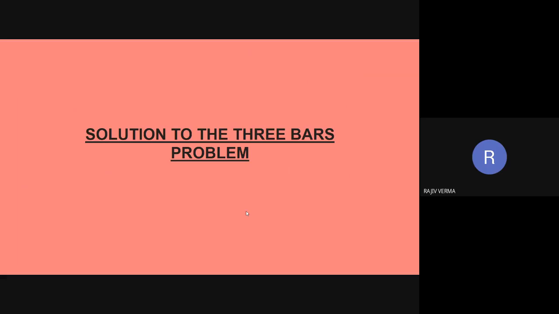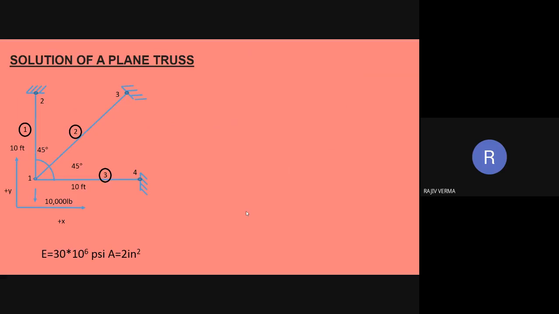Now these equations, these relationships which have been developed so far, are now going to be used to solve a particular assemblage. So for that, we take the same example which was on display earlier. There are three bars connected with respect to pin joints.